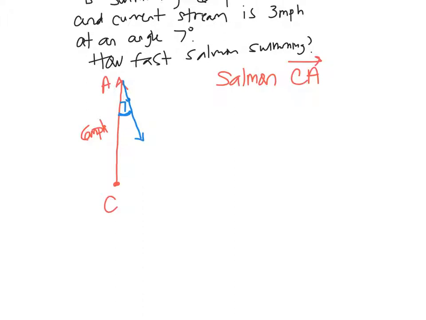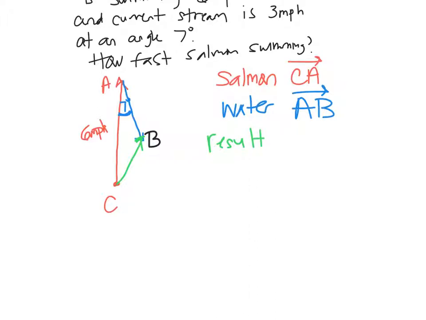We want to find this right here. So let's label some of these points. That's A, this is B. So AB is the water. I should have written current, but I didn't. AB is the water, and then what I really want to find is CB, or rather the magnitude of CB.